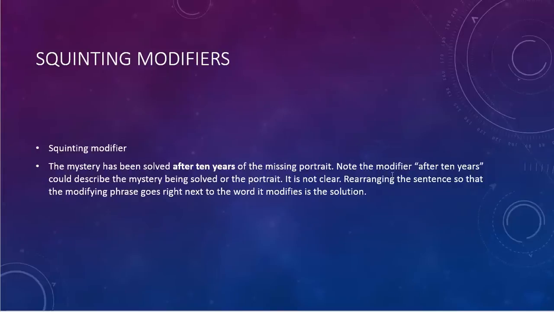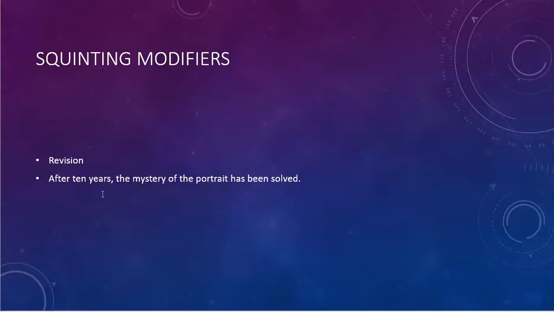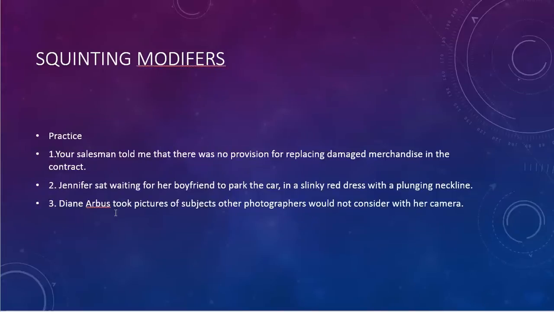So we don't know really. It's an uncertain modifier would be another way that I would describe it. It's not clear. We need to rearrange the sentence so that it's clear what it's describing. Example: after 10 years, comma, the mystery of the portrait has been solved. So it was finally solved after 10 years. Putting it in the correct spot makes it easy to understand the sentence.